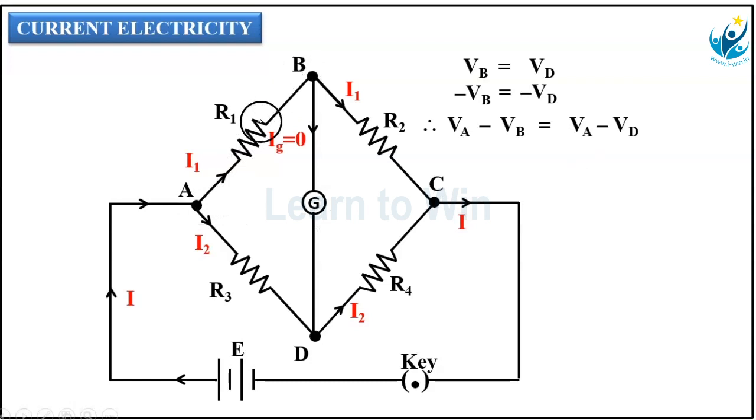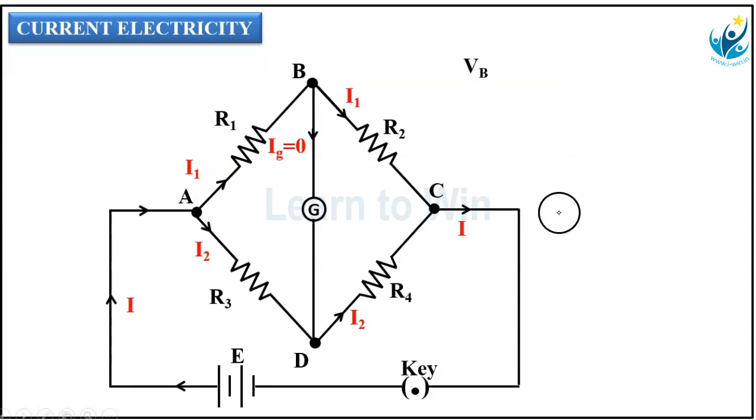What is VA minus VB? It is the potential difference across the ends of resistor R1, which carries current I1. So we apply Ohm's law: VA minus VB is nothing but IR, where I is I1 and R is R1. Hence VA minus VB is equal to I1 R1. Similarly, VA minus VD, the potential difference between junctions A and D, is equal to current I2 into resistance R3, that is I2 R3. Therefore I1 R1, the potential difference across A and B, is equal to I2 R3, the potential difference across A and D. This is equation number 1.